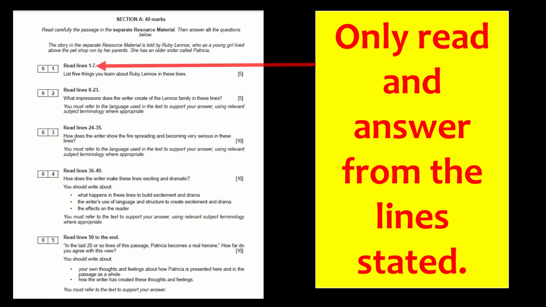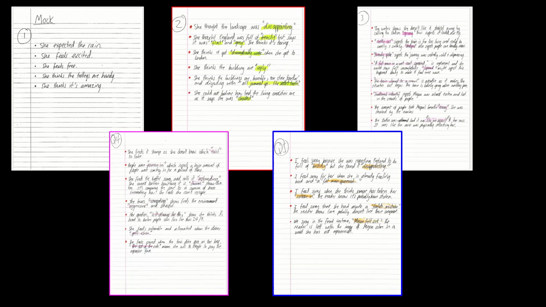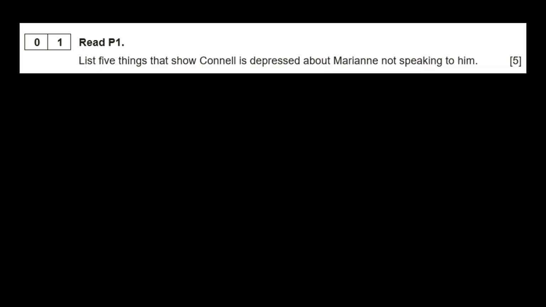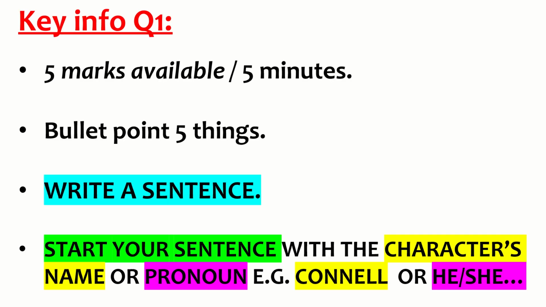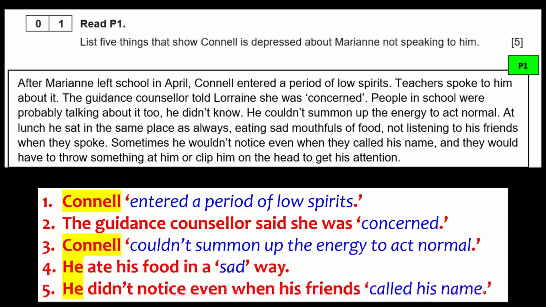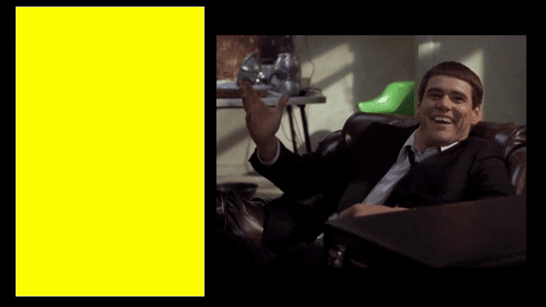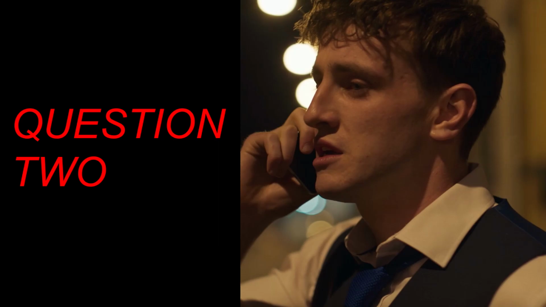You must time manage: look at the clock before each question, and always only answer from the line stated. Do 1 page per question so you can go back and add more. Question 1 is list 5 things. So try to write a sentence and use the character's name or pronoun to start your sentence. I'd go through that, list 5 things, whatever the question wants, 1 sentence, 1 line for each, and move on. Can't find an answer? Go back at the end.